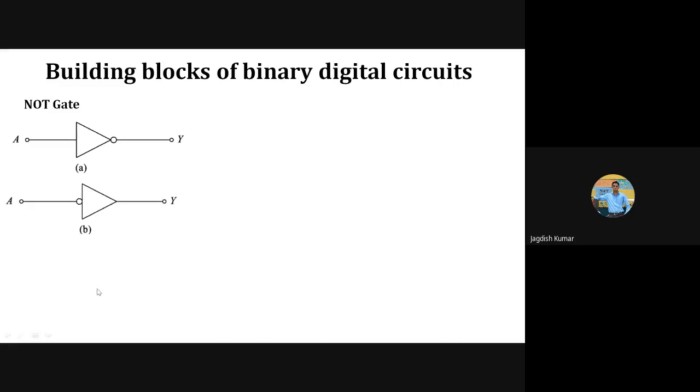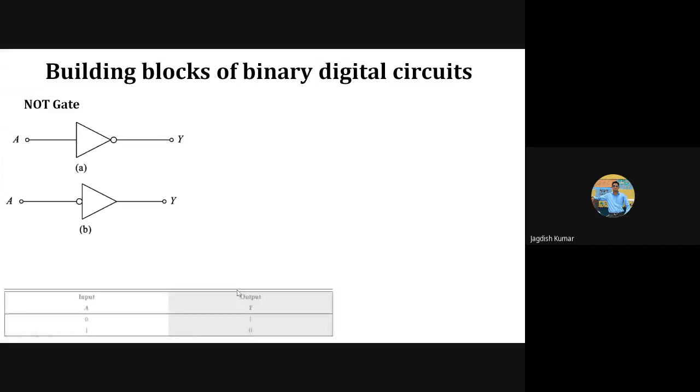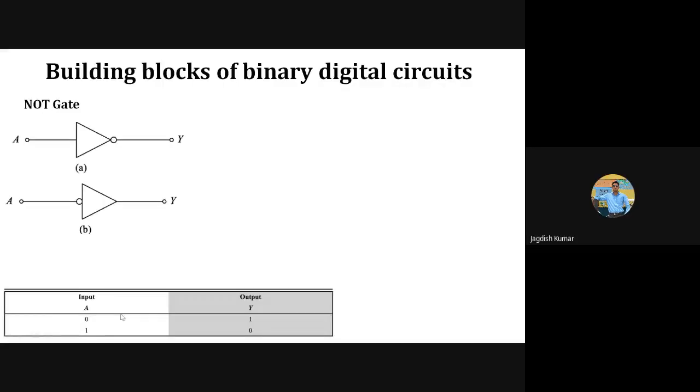There are two ways to define a NOT gate. You can see the NOT gate with this symbol as well as with this symbol. Both are equally good. Now, this is the truth table. I am sure you know what a truth table means. It tells you the relation between input and output. There are only two values in input as well as in output, because we are dealing with binary circuits. So the input or output can be either 0 or 1.